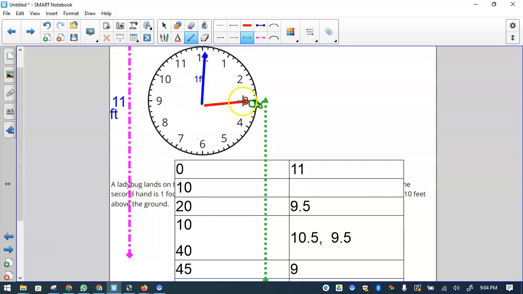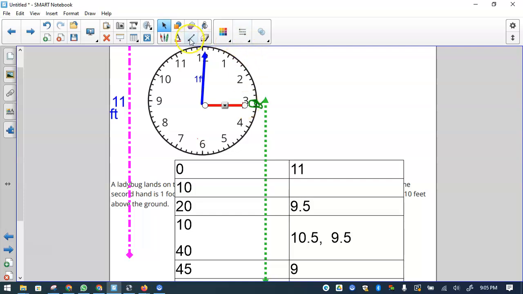Now let me repeat the question: how far off the ground is the ladybug now? You can see this is the minute hand. The minute hand completes a full circle every 60 minutes and is 10 feet off the ground at 15 minutes. So the minute hand goes over here, at 3 hours and 15. We don't have an hour hand here, so it only shows the minute hand.